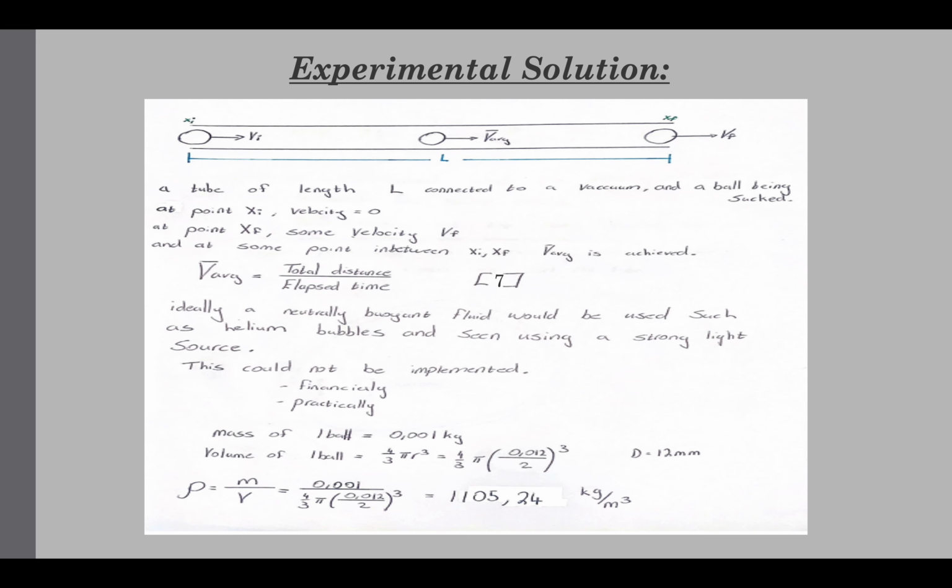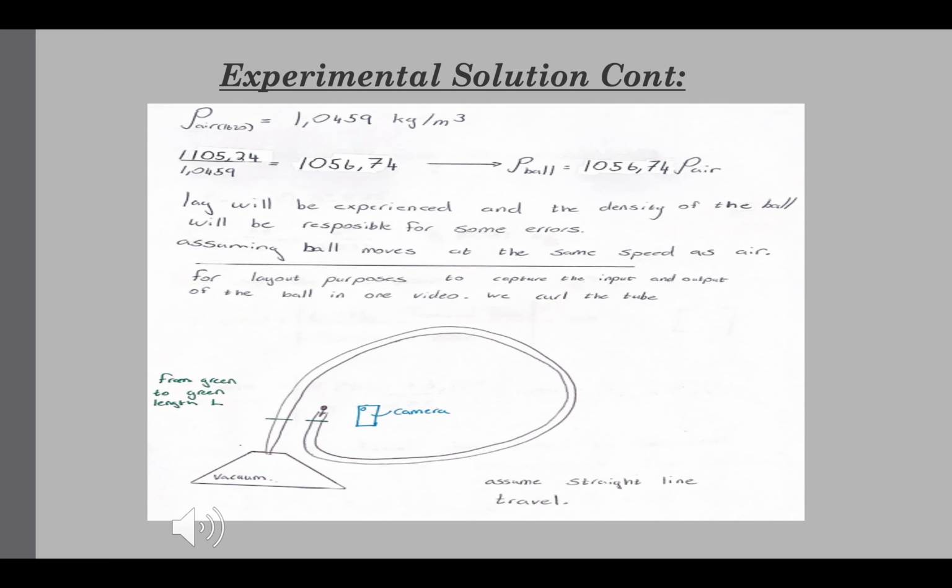In order to solve the problem experimentally, we used the following formula, where V average equals the total distance over the elapsed time. We also calculated the density of the ball to show the following. We can see that the ratio of the density of the ball to the air was 1056.74. This will show that a huge error was caused since the ball was not a neutrally buoyant fluid and so much more dense than air.